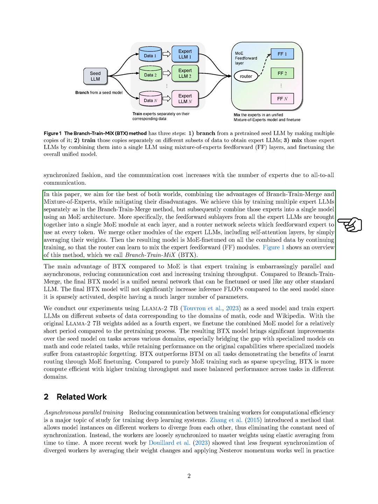We achieve this by training multiple expert LLMs separately like in BTM and then combining them into a single model using an MoE architecture. This combined model, called Branch-Train-MiX (BTX), merges the feed-forward sublayers of expert LLMs into a single MoE module at each layer. A router network selects which expert to use for each token, and the model is fine-tuned on all combined data to learn to mix the expert feed-forward modules.